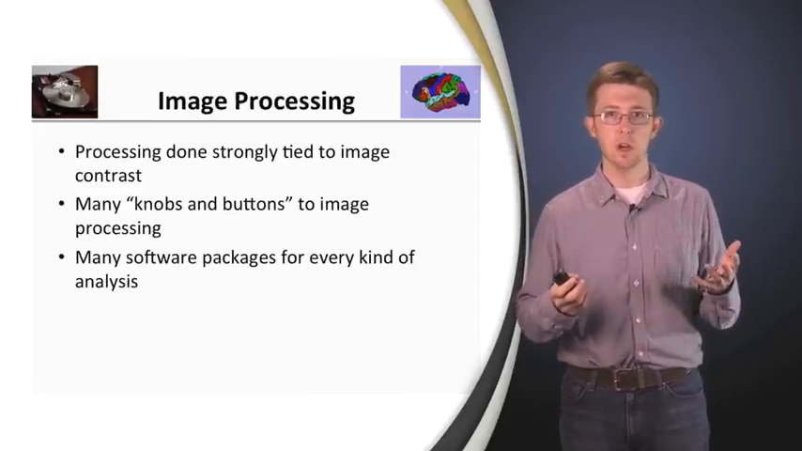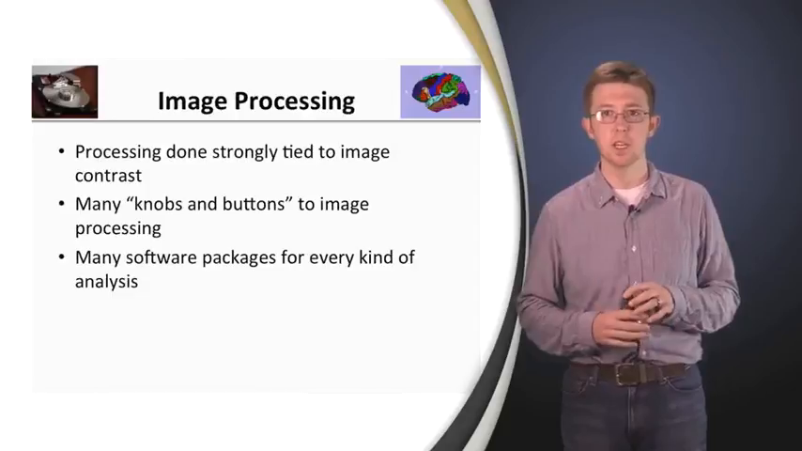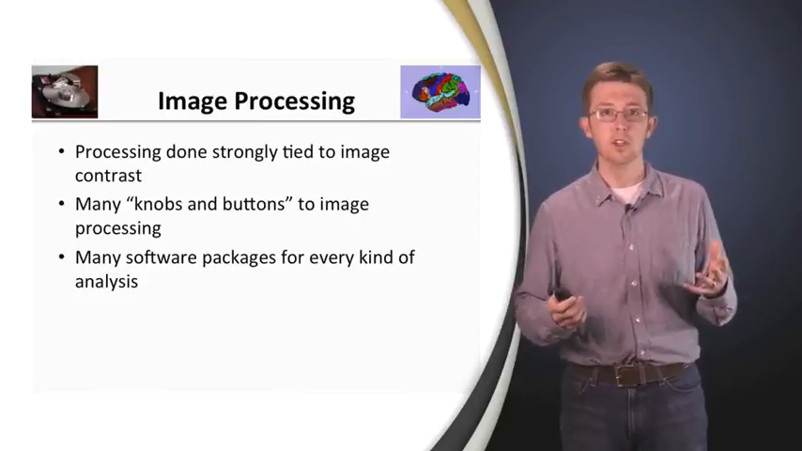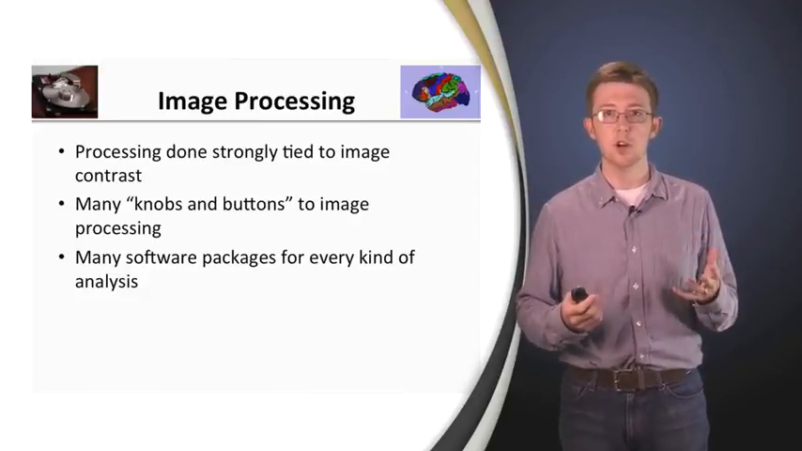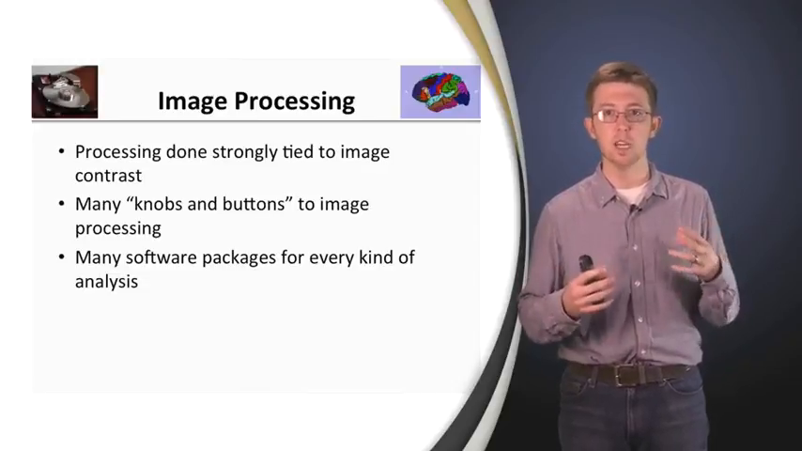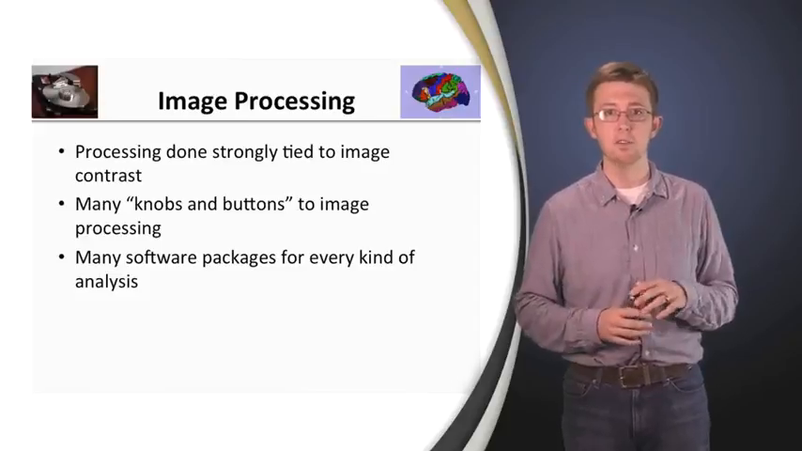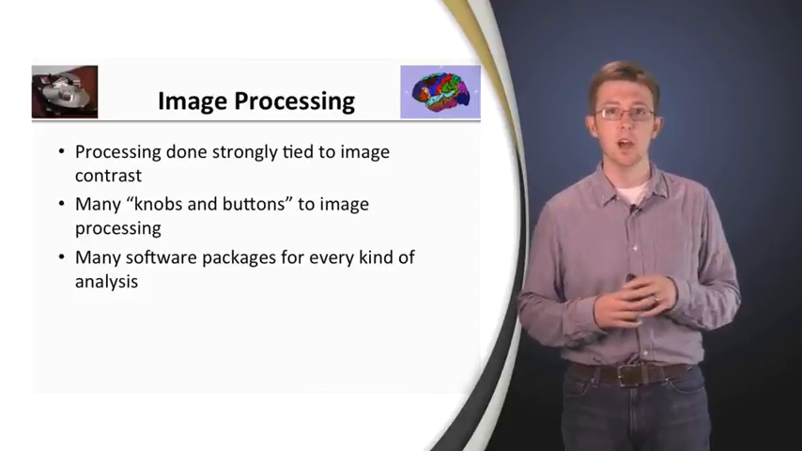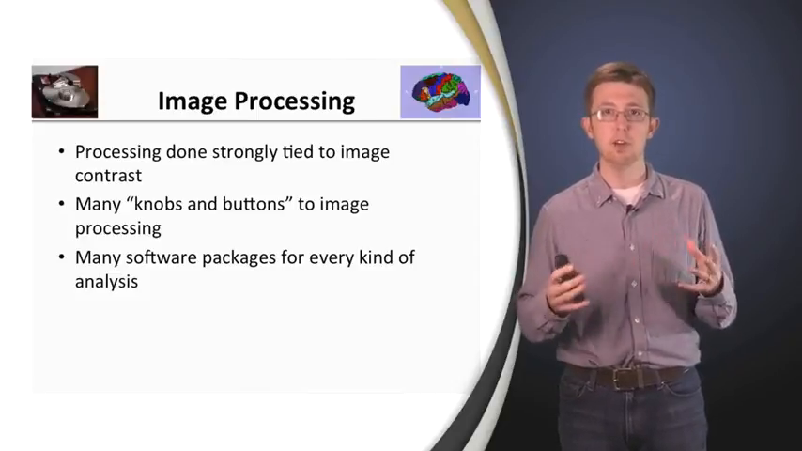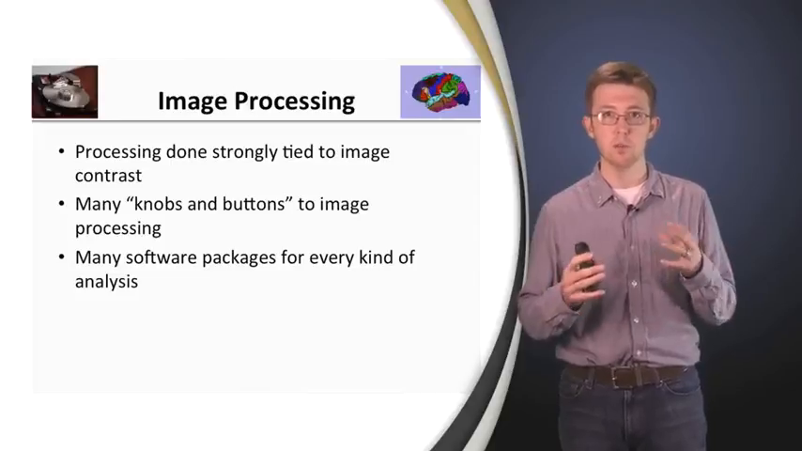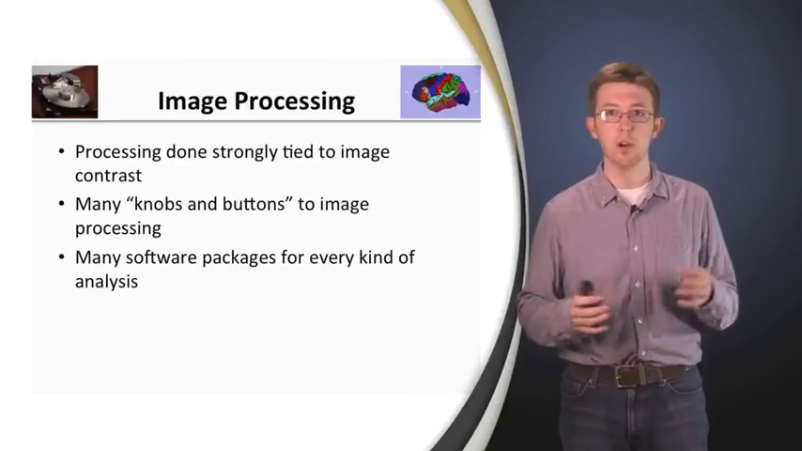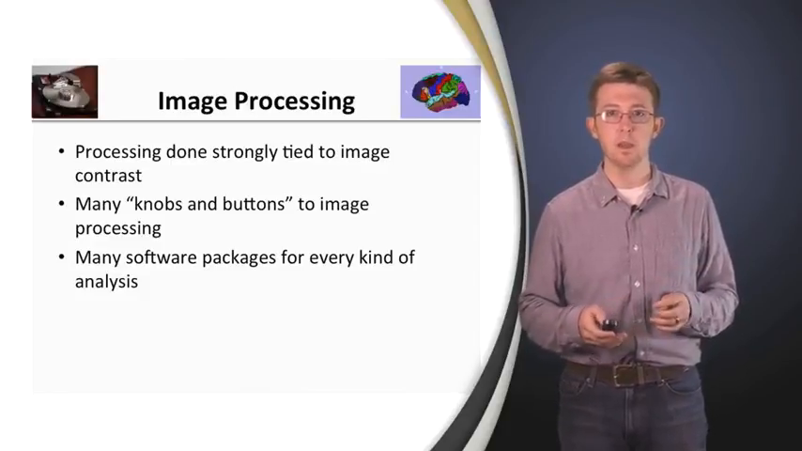And so what are the typical image processing things that we do in research? Whatever processing we do is strongly tied to our image contrast. What kind of image have we captured for this particular scan? Unfortunately, there's many knobs and buttons to tweak for any image processing routine. And so every research group is going to have their own preferred methods for processing their acquired images. Fortunately, there's many software packages for every kind of analysis that you'd like to do.